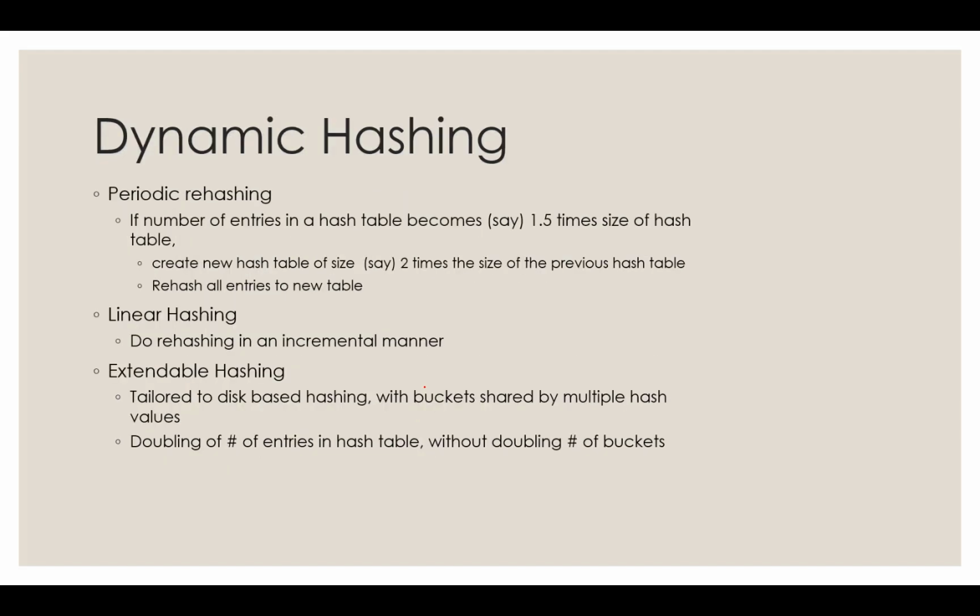So what is dynamic hashing? There are different types of dynamic hashing: periodic rehashing, linear hashing, and extendable hashing. Periodic rehashing is when the number of entries in a hash table becomes, let's say, 1.5 times the size of the hash table, then you create a new hash table, let's say 2 times the size of the previous one. Then you rehash all entries into the new table. So you're rehashing periodically whenever it reaches a certain percentage.